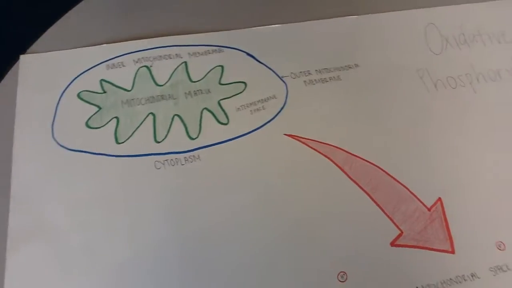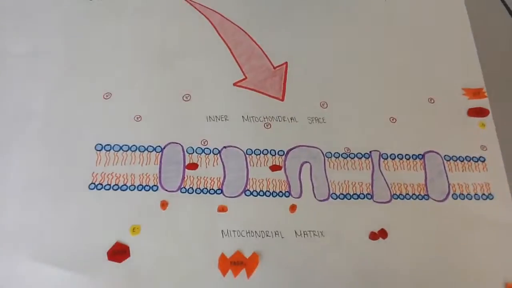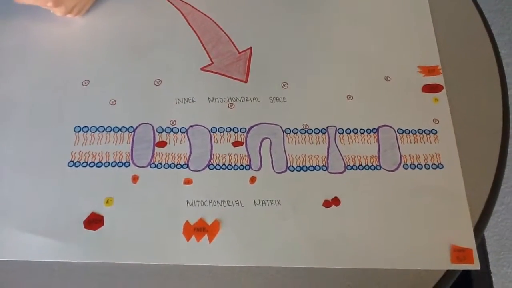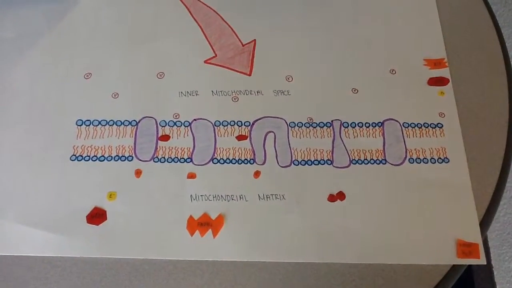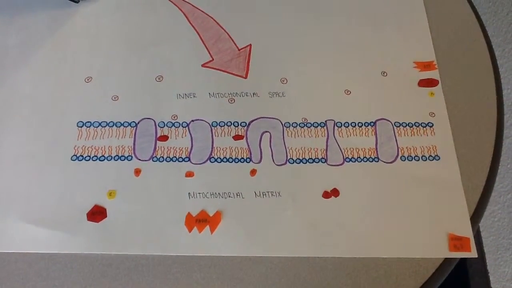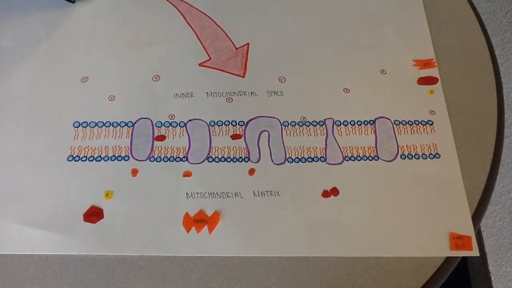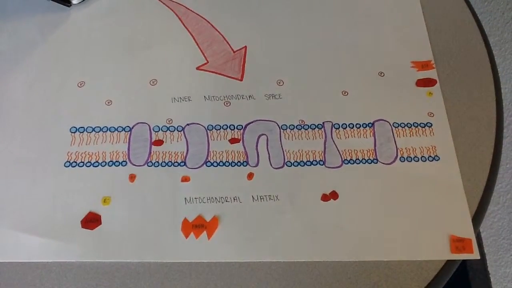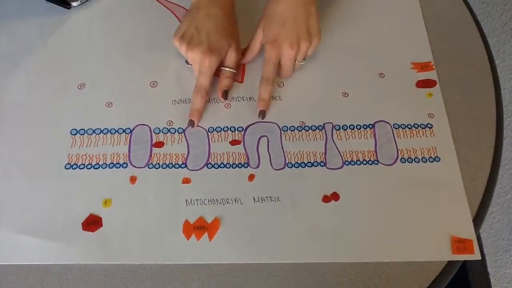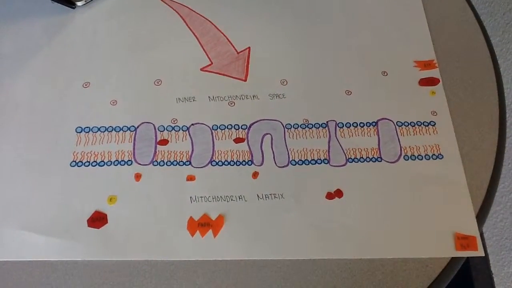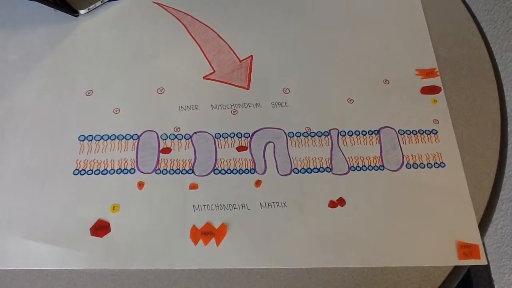Now I am going to zoom in on this picture and show you what is happening at a more intricate level. There are multiple steps to this process, and I am going to go through each step in detail to understand it better. Step 1. In this step, electrons are starting at NAD and going to oxygen, stopping at 3 different places where the hydrogen is moving from the matrix to the inner mitochondrial space.